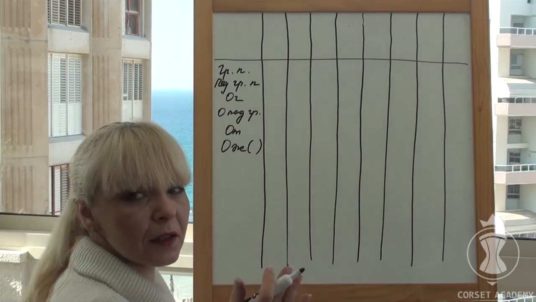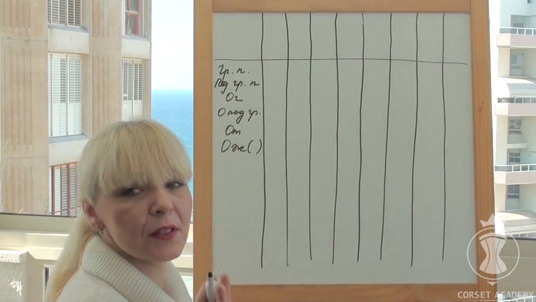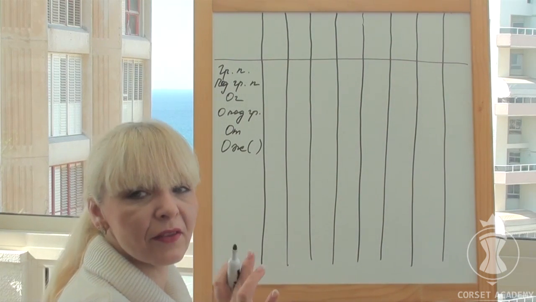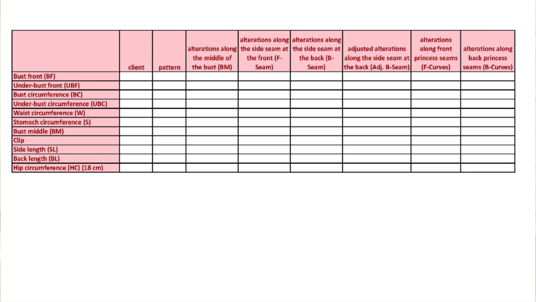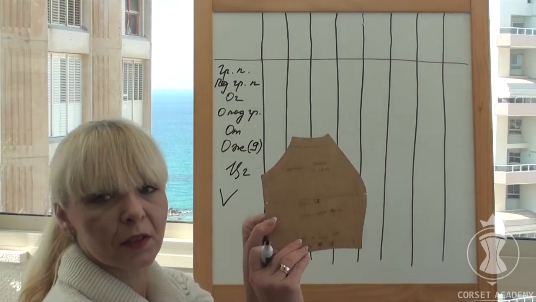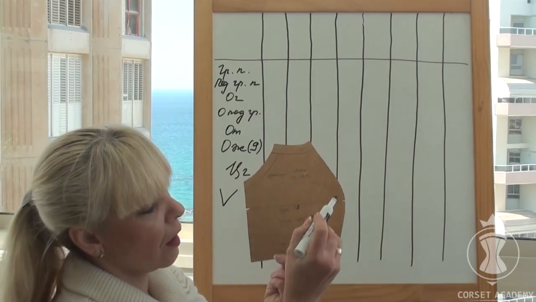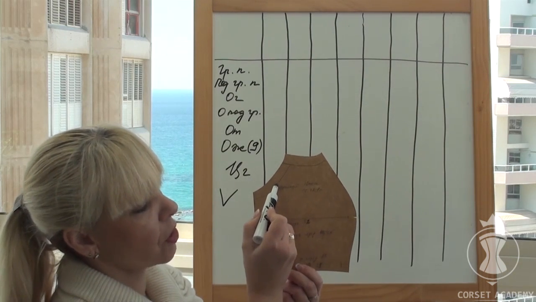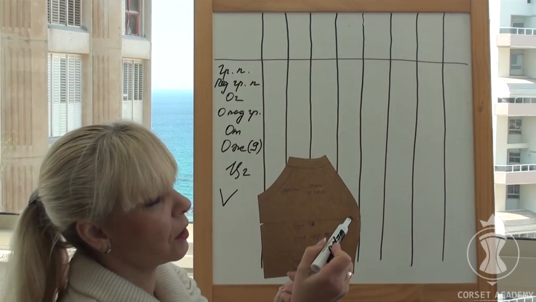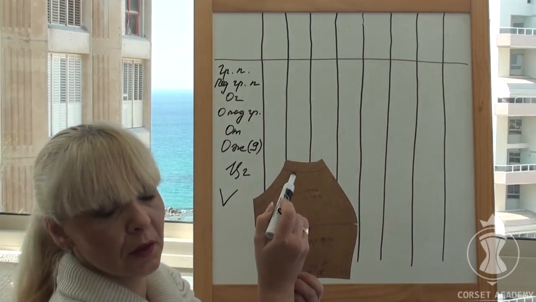For this particular corset, I have taken the stomach measurement 9 centimeters below the waistline, both off the client and off the mock-up. Bust middle, BM, clip. The clip measurement is taken in the following directions: from the middle of the bust to the middle of the underarm, 1, and from the middle of the bust to the corner, 2.